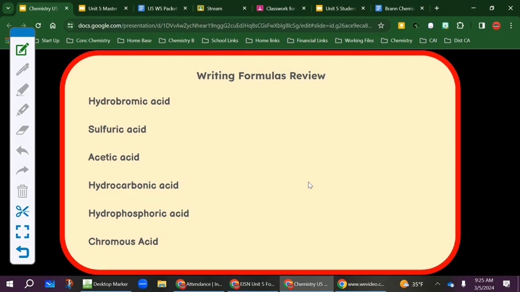Hydrogen always goes first because in this case it's acting like a metal would in an ionic compound. And it always goes first, yes. Now, are there some strange acids that don't have hydrogen first? Yes, but none that we will give you.